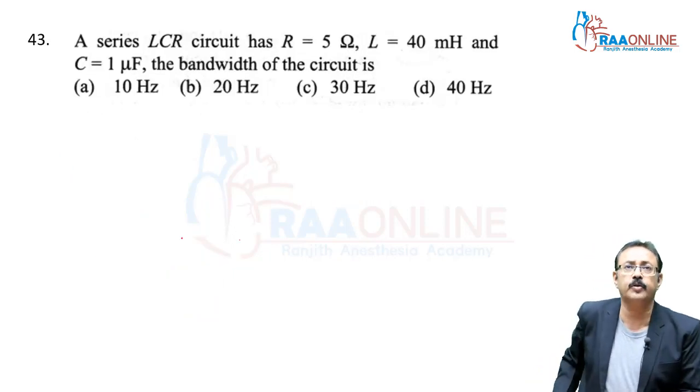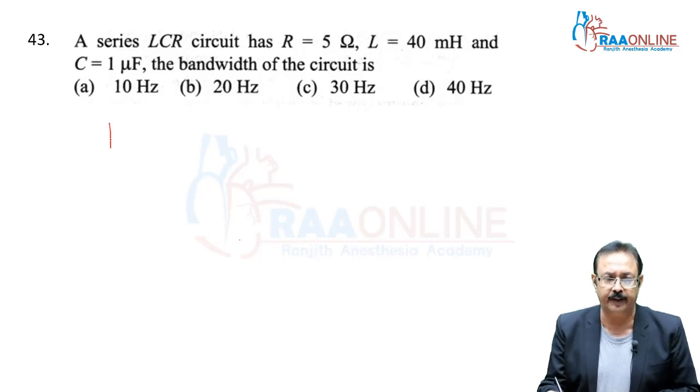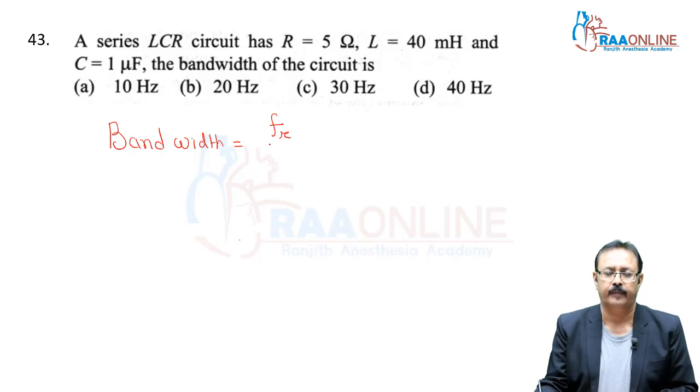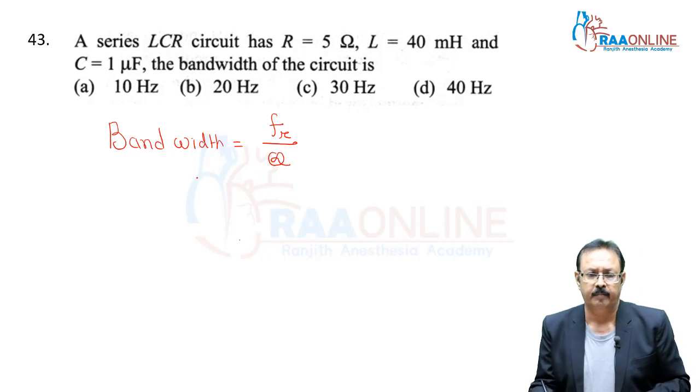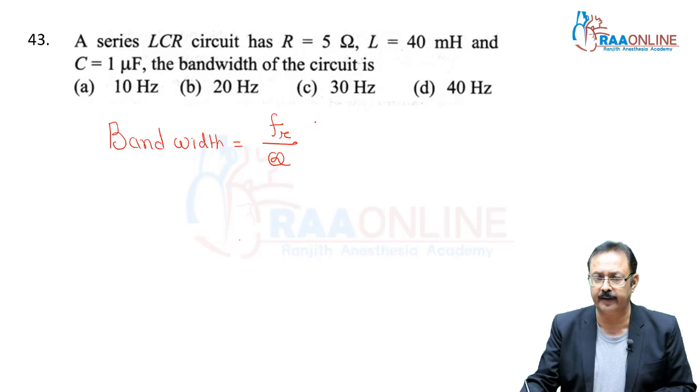Yes. Now we are going to solve this 43rd problem. A series LCR circuit, R, L and C are given. We want to calculate bandwidth. We know that bandwidth is equal to resonant frequency divided by quality factor. Bandwidth is equal to resonant frequency upon quality factor.